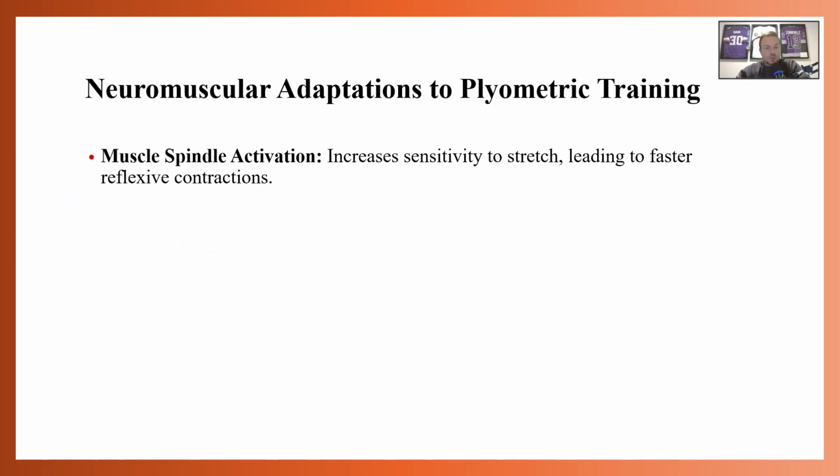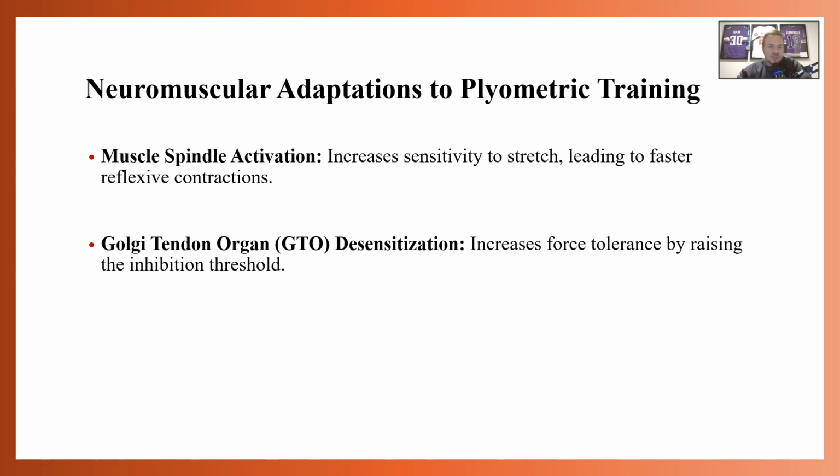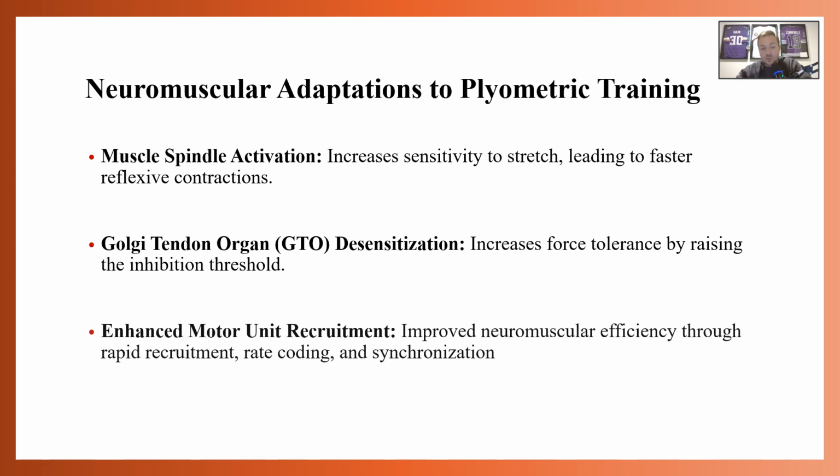So let's talk now about some neuromuscular adaptations to plyometric training. This is very crucial, obviously, in becoming powerful, being able to recruit motor units and things of that nature. First, let's talk about muscle spindle activation. This increases sensitivity to stretch, leading to faster reflexive contractions. We need Golgi tendon organ desensitization, which then increases force tolerance by raising the inhibition threshold, and enhances motor unit recruitment. It improves neuromuscular efficiency through rapid recruitment, rate coding, and synchronization.